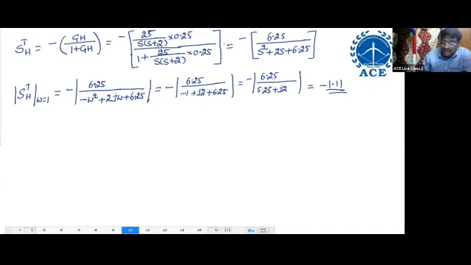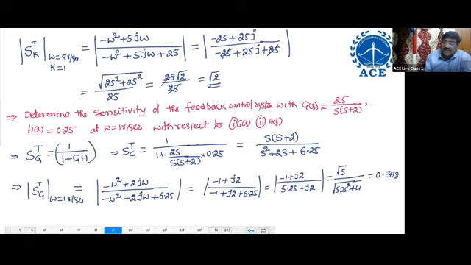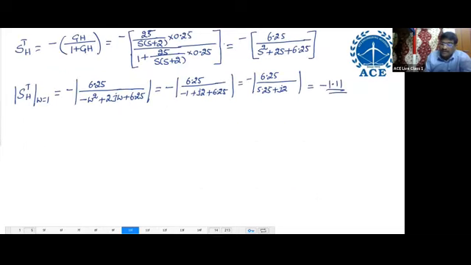Okay. Next. Just substitute G and H, that's all. Then after that find the magnitude. Substitute G value, H value. G is given, 25 by S into S plus 2. H is given, H is 0.25. Substitute and then find the magnitude. Root of A square plus B square is the magnitude; you find it, you will get the answer.